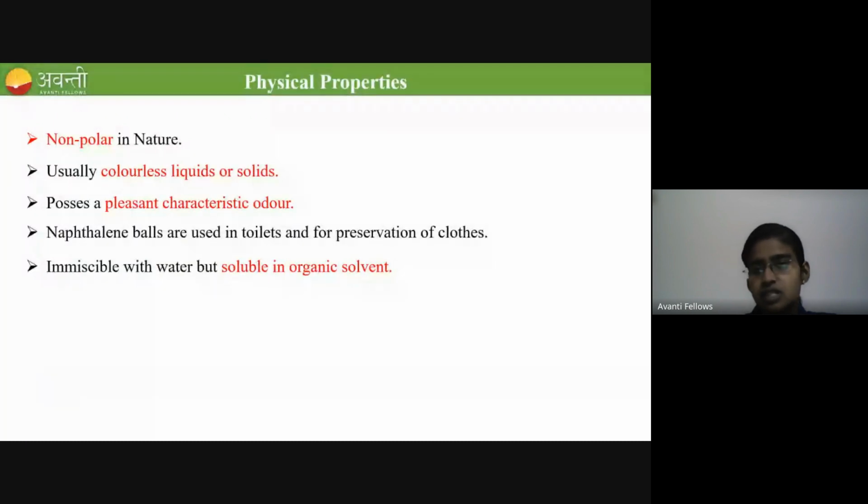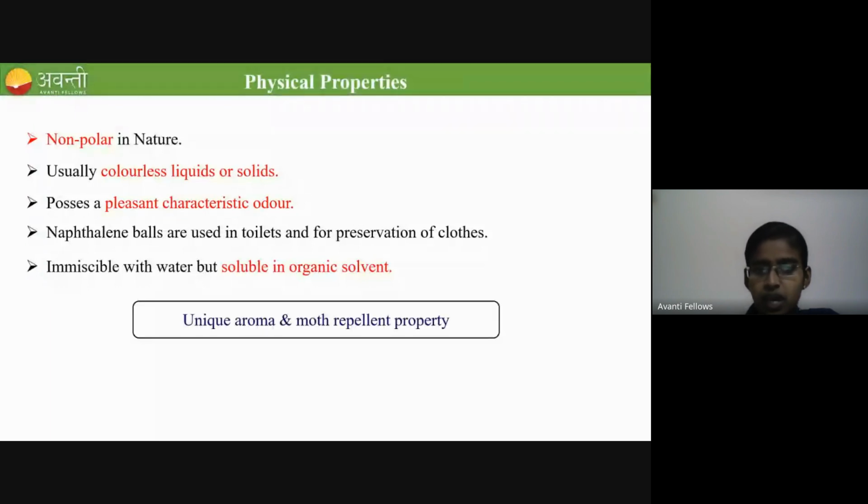One more point is left out, the fourth point, which is about naphthalene. You would all know this, no? Naphthalene balls are used in toilets and for the preservation of clothes in the cupboard, right? That naphthalene ball, which gives a pleasant smell, is nothing but an aromatic compound. Two benzene rings fused together give the naphthalene compound. So it is used in our daily life. They have a unique aroma and also a moth repellent property. Moths are insects, so they have an insect repellent property. That's why we use this in toilets and for the preservation of clothes in our homes. Got it? So these are the general physical properties of aromatic compounds.